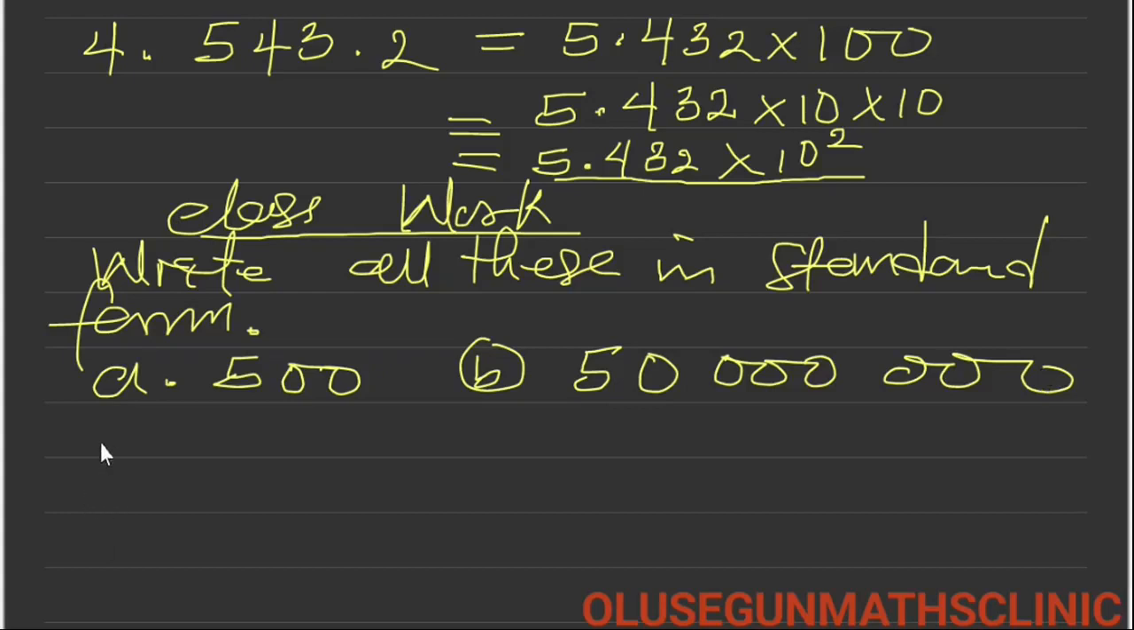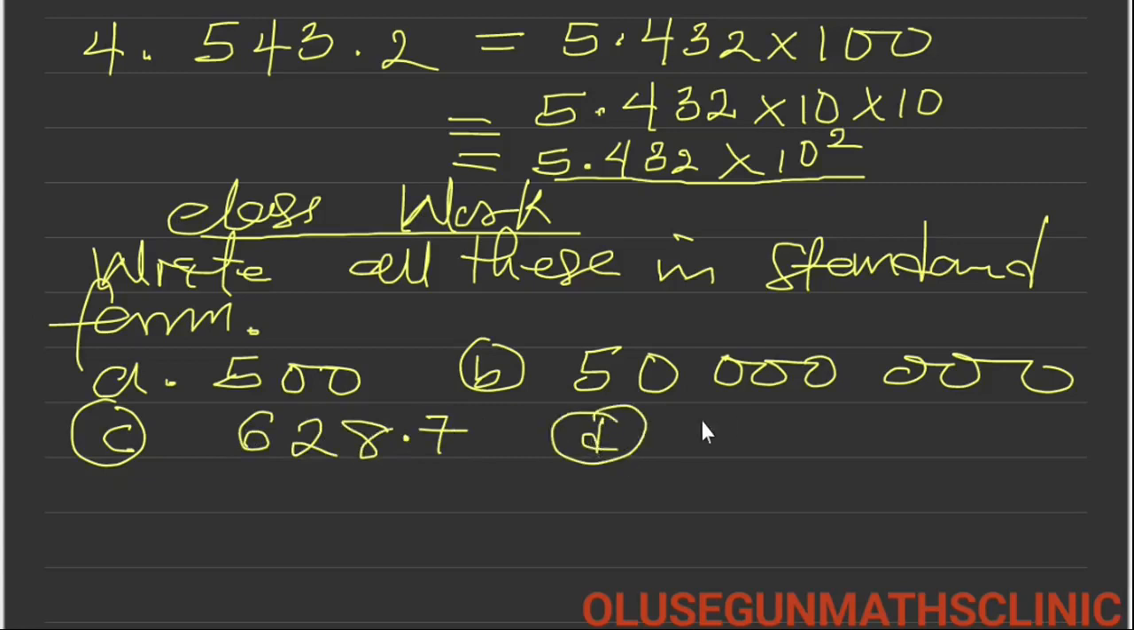So let's also have C. Let's have 628.7, and D. Let's have 90, 1, 2, 3, 1, 2, 3. So we're able to solve this in standard form. So you do so. Now let's continue the class.